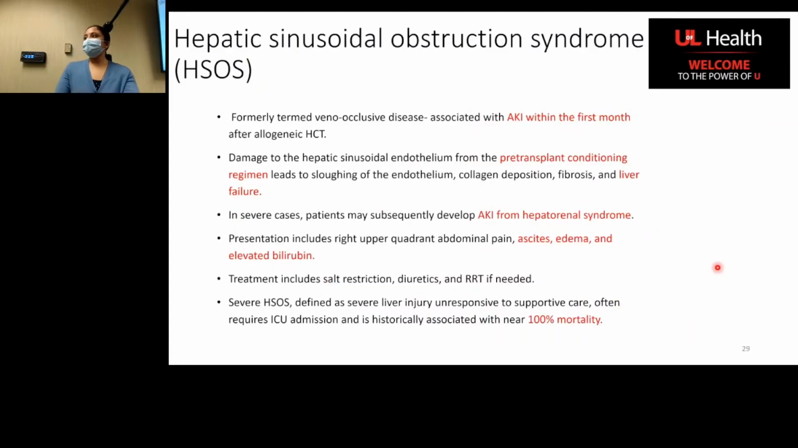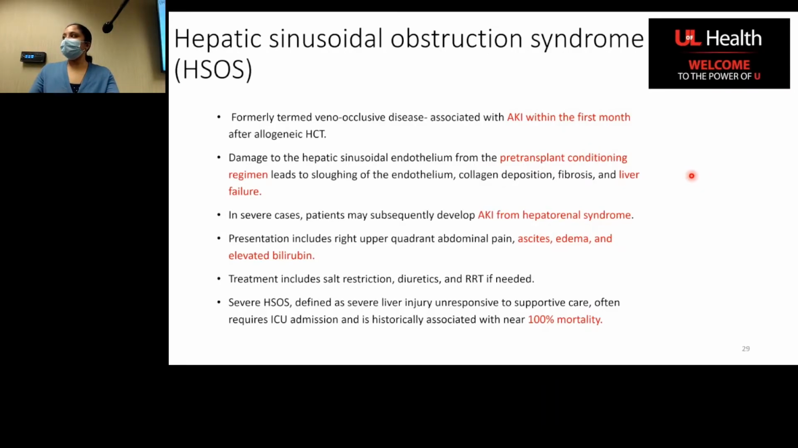And then this is one of the complications of stem cell transplant, which has 100% mortality. It's rare, but again, if it happens, that can be really catastrophic. And that's called hepatic sinusoidal obstruction syndrome. This is within the first month after the transplant that patients can develop AKI.